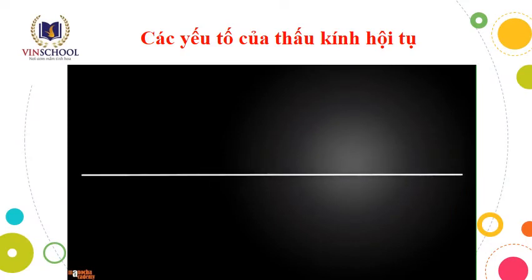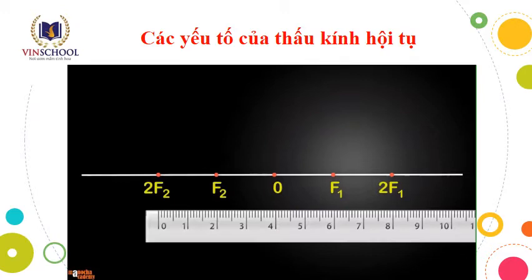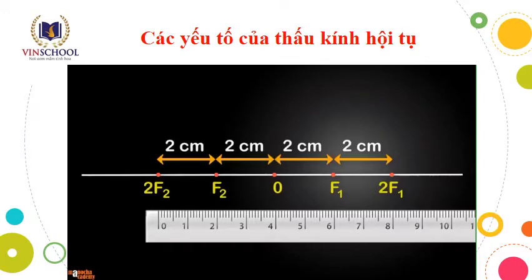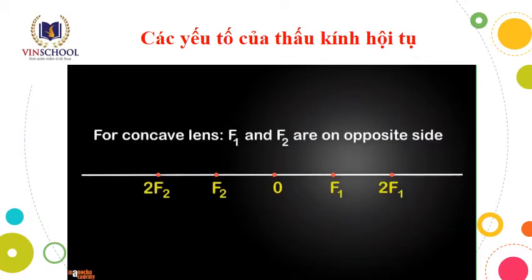Similar to the convex lens, draw a line representing the principal axis. Again, we need to mark the points optical center O and F1, 2F1 and F2 and 2F2. All these points are at the same distance from each other. In this diagram, the distance is 2 centimeters. Note that in a concave lens, usually the F1 and F2 are on the opposite side compared to a convex lens. So F1 and 2F1 are on the right side and F2 and 2F2 are on the left side. You might find different conventions in different textbooks.